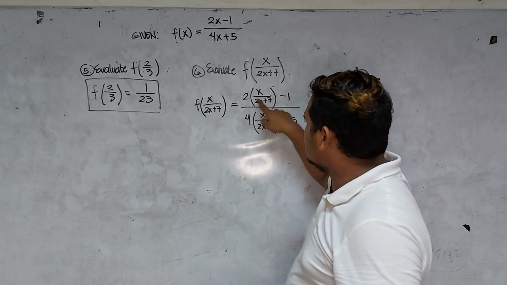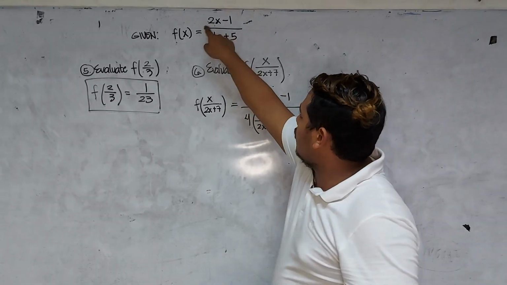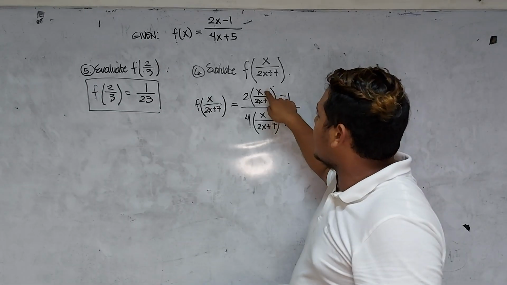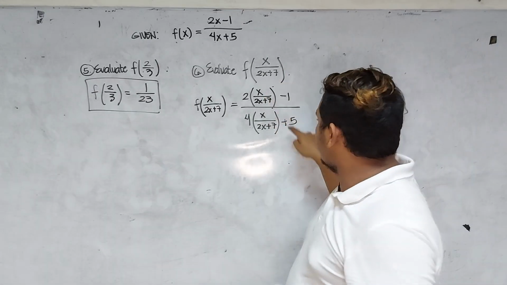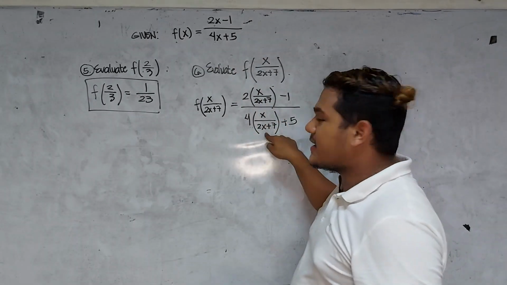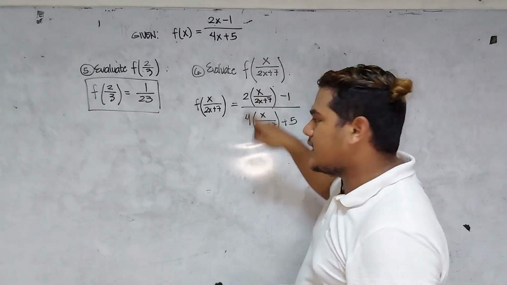The original function is 2x minus 1, over 4x plus 5. The x is replaced by this value, but the minus 1 and the plus 5 are not replaced. Only the x is replaced by this value. Let's continue. What will happen next?